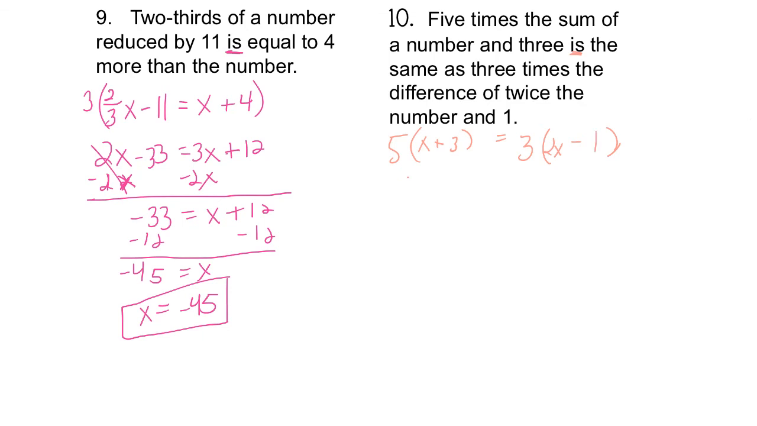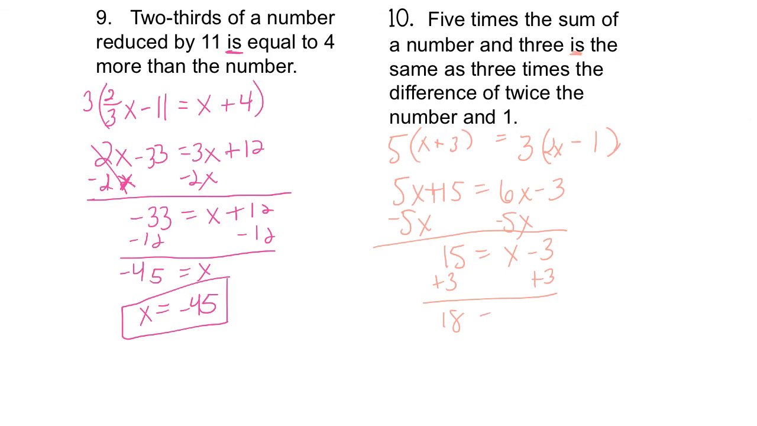First, we distribute: 5x plus 15 equals 6x minus 3. I'm going to subtract 5x from each side. And 15 equals x minus 3. You can add 3 to each side, and 18 is x. And that's our answer.